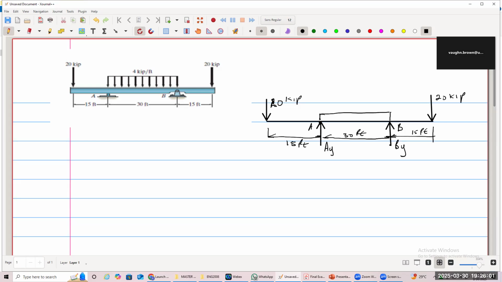So we can convert wherever you have a UDL, and the length of your UDL is important. So this one is 30. Now this is 4 kips per foot. So look, it is not the foot.